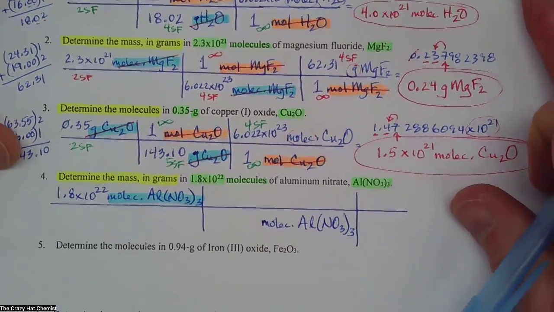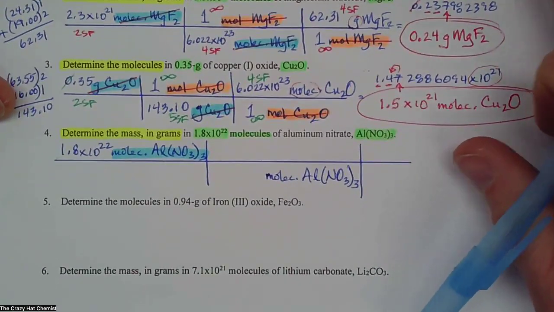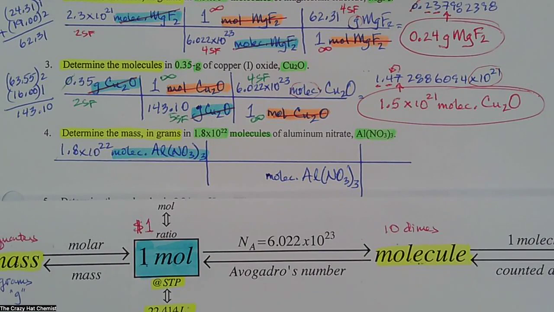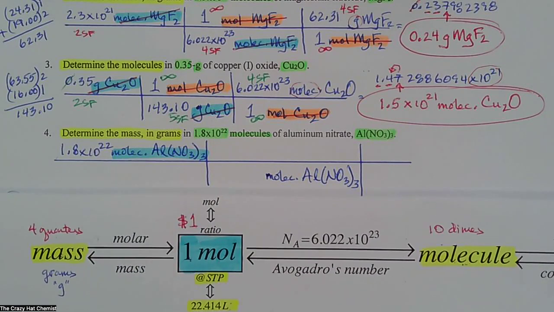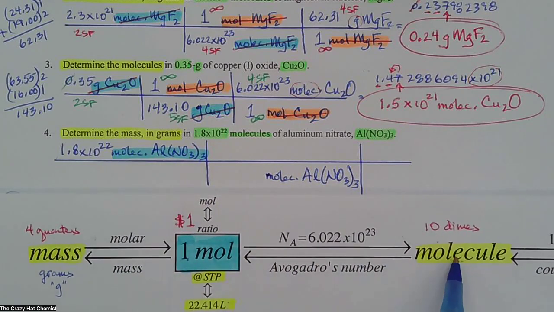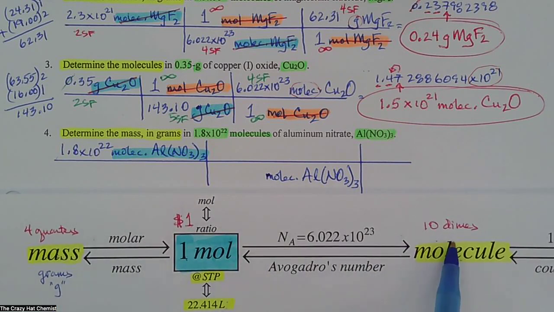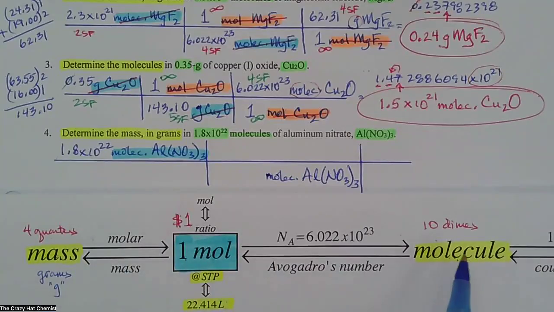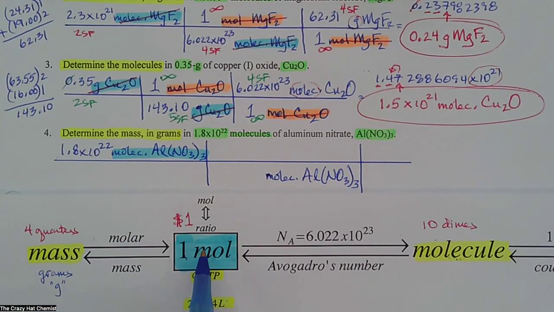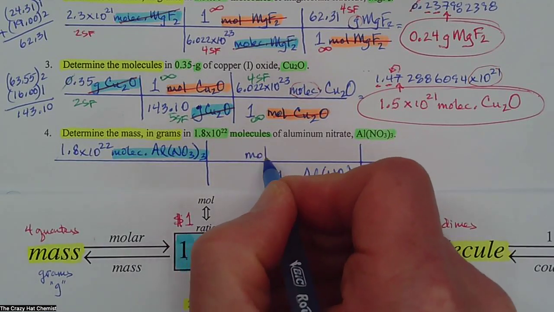So I'm going to slide this up just so that you can see that chart at the same time as the problem. Here we go. So I have molecules. I am here. What do I want? Mass. There is no direct flight, no direct path from molecules to mass. Therefore, I'm going to go from molecules to moles. That tells me what goes in the numerator.